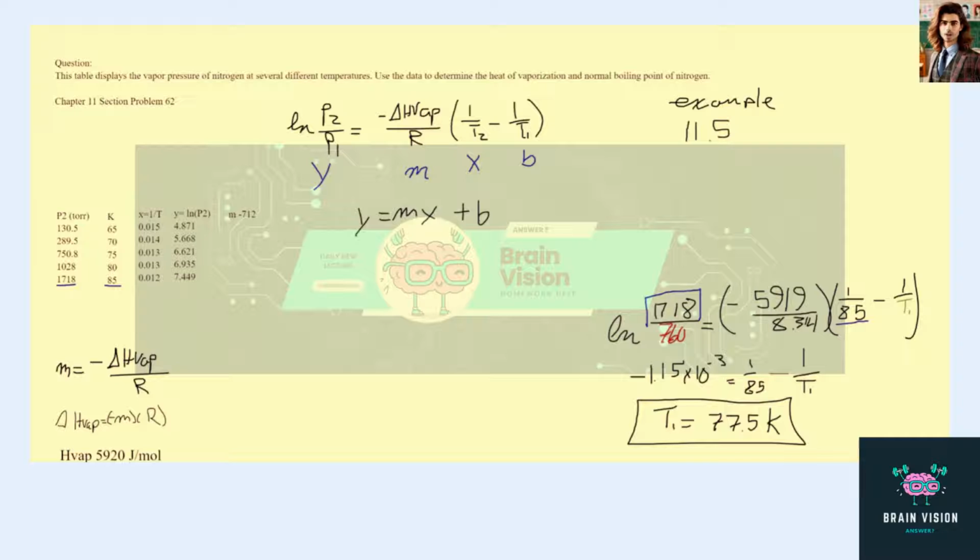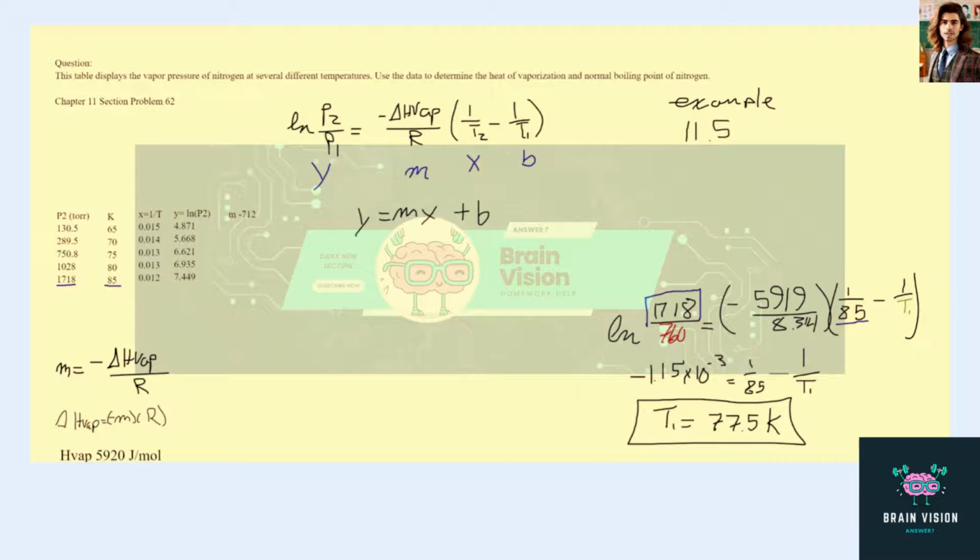What we don't have in this equation is the T1, and we don't have the delta H vap. But we can use the slope of the graph we make by plotting this data to calculate an H vap of 5920 joules per mole. Take the slope, which is 712 if you plot this in Excel, and the negative of that slope times R, which is 8.314 joules per mole per Kelvin, is going to be equal to 5920.